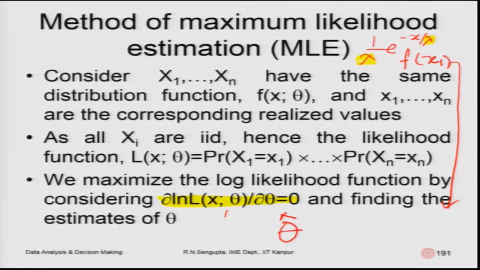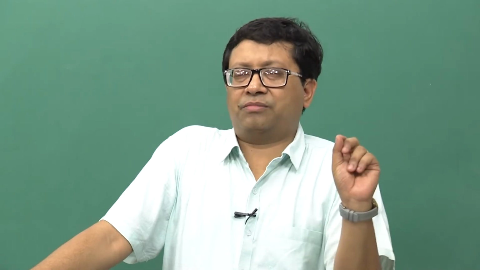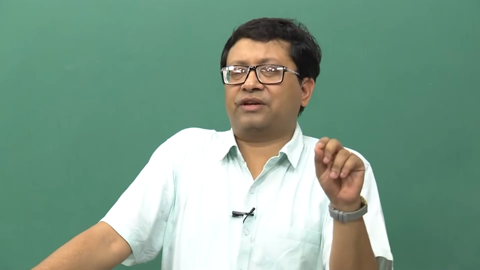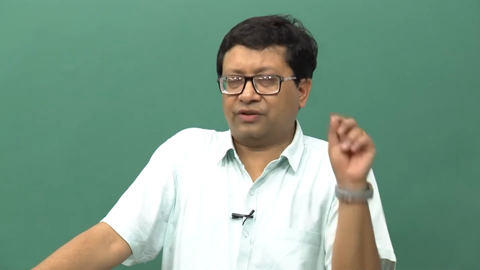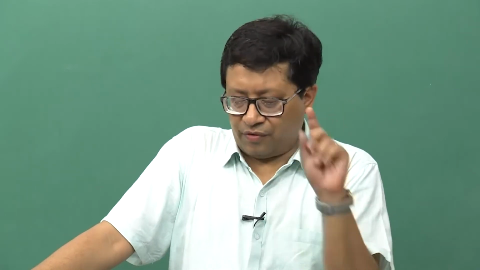Once we differentiate and put it to 0, the value of theta which we find would have the corresponding characteristics coming from the sample only, because x1 to xn are known to us. Again, I am repeating: we find the likelihood function, then the log likelihood function, partially differentiate with respect to theta, put it to 0, and find this theta hat.